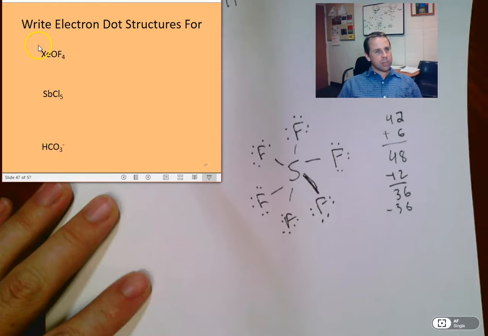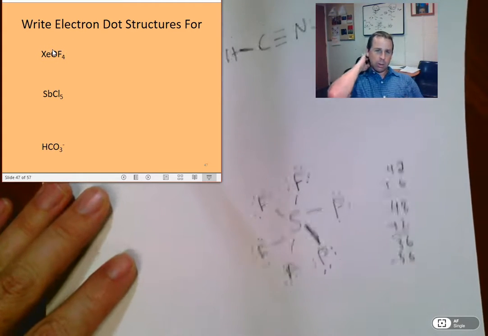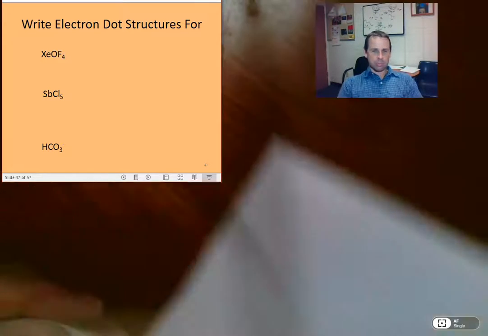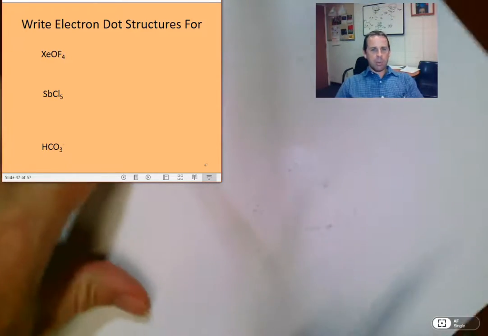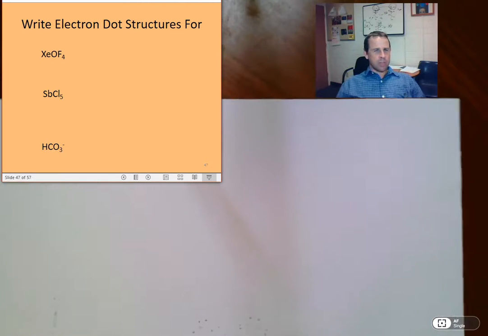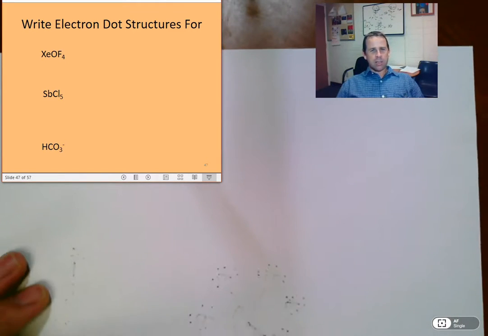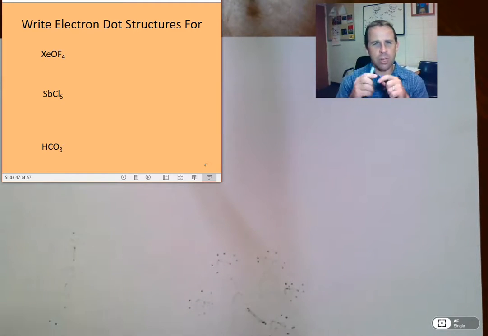All right, so here are some other compounds that have expanded octets. XeOF4. Why don't you try that one? Now, the tricky part in this one, XeOF4, try to draw this compound. But the tricky part is, for this one, identifying the central atom. Okay? Now, remember what is necessary to identify the central atom? What are the things that you look for when finding the central atom?